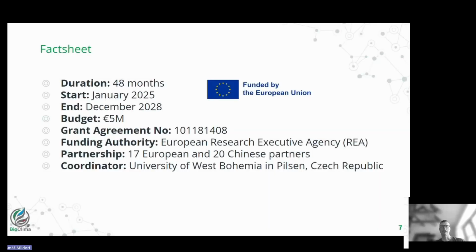We started last year in January, so we have more than a year of the project implementation. The total length is 4 years, so we have 2.5 or slightly more years to go still. So we are not at the beginning. We have already some project results, but the key project results will come later in the project implementation.